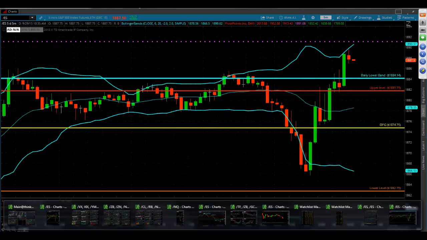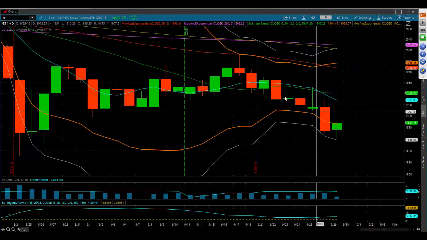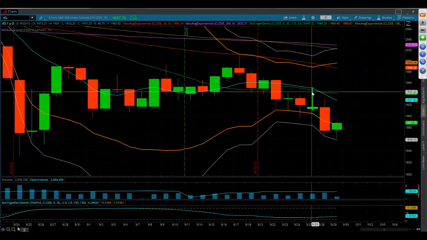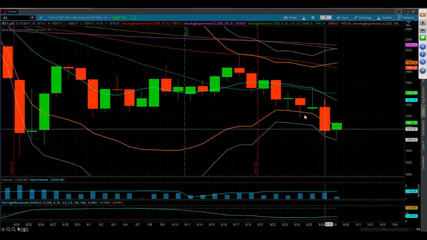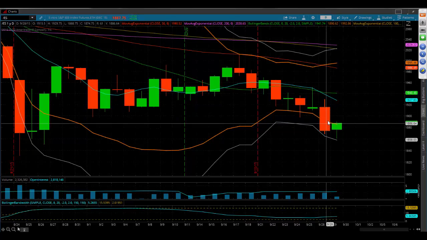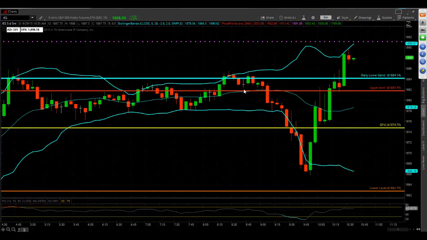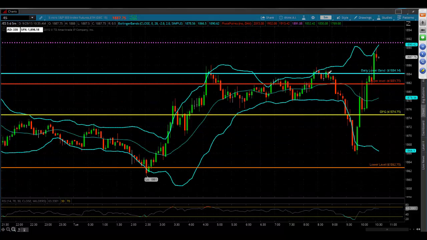So basically on a daily chart, we had a band ride, we had the bull trap that we've talked about, and then yesterday was a full-on fail that closed well below. This orange line here is a second standard deviation lower band. What we saw this morning was a test of that area in the pre-market that failed.